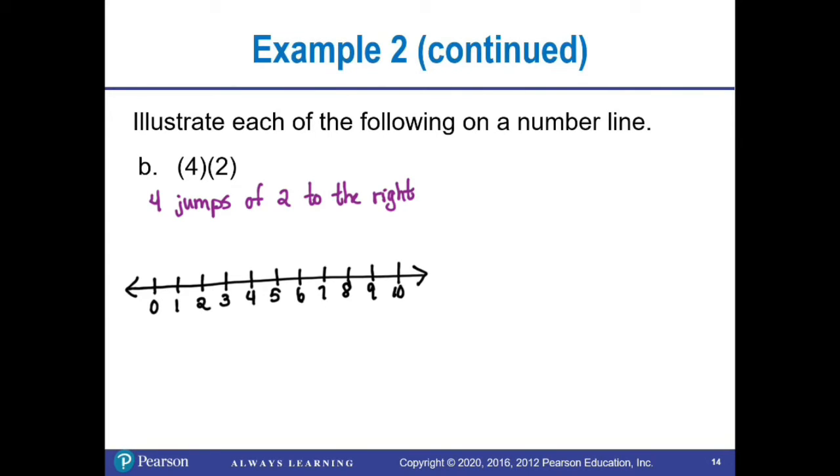Then I take my jumps. So here's my first jump of 2, my second jump of 2, my third jump, and my fourth jump. Notice that we land on 8, and so my answer here is 8.